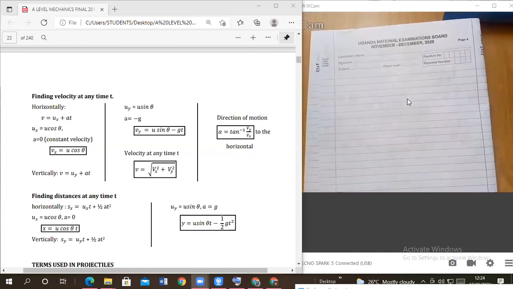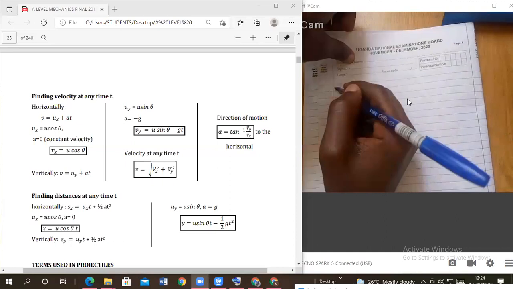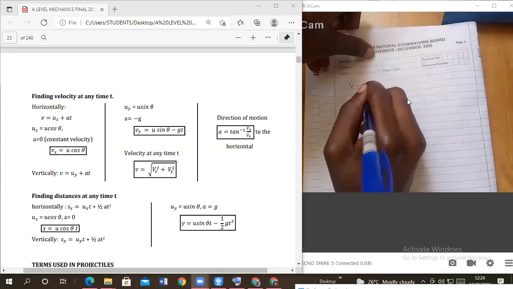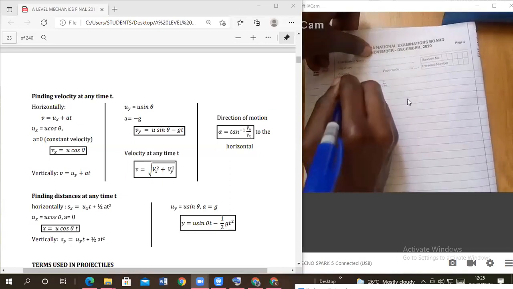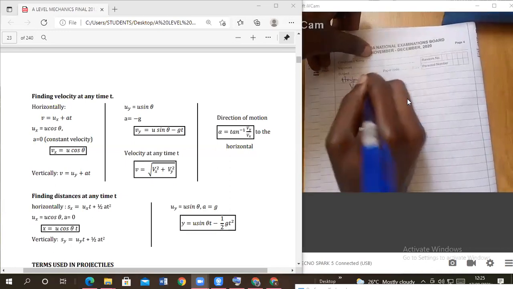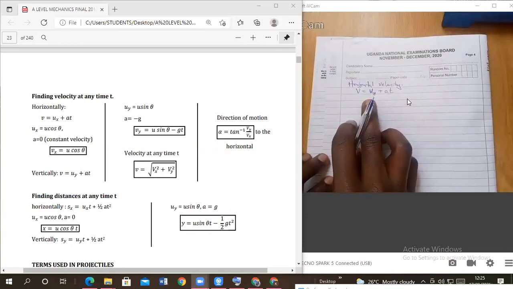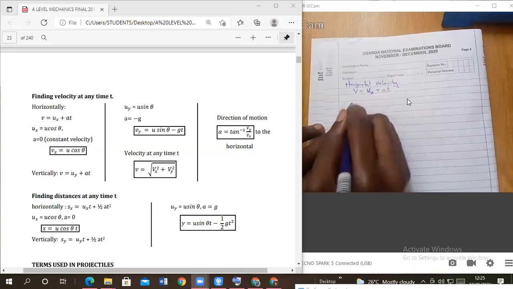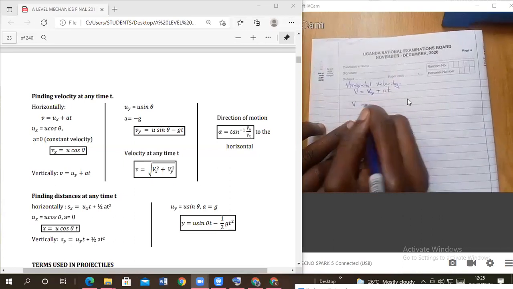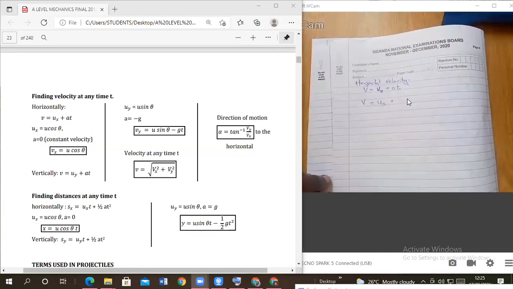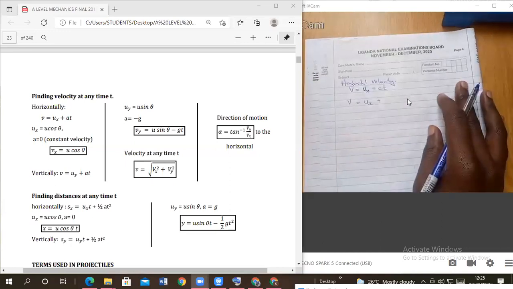Finding velocities at any time t. So now we want to find velocity. V is equal to Ux plus at. Here I want to find the horizontal velocity, Vx. So our V will be equal to Ux plus. Remember, the body is moving horizontally. When the body is moving horizontally, there is no acceleration, because this is motion under gravity.